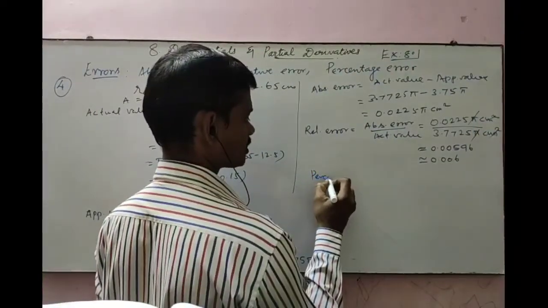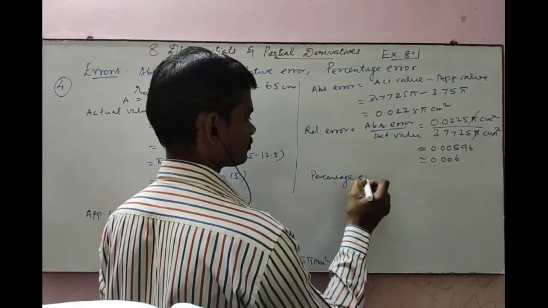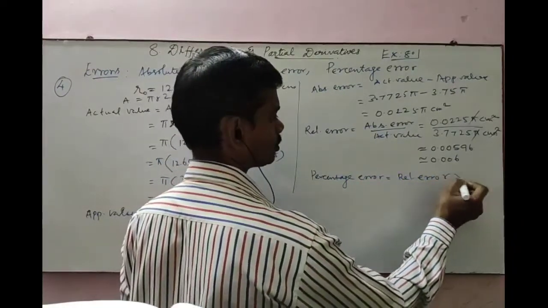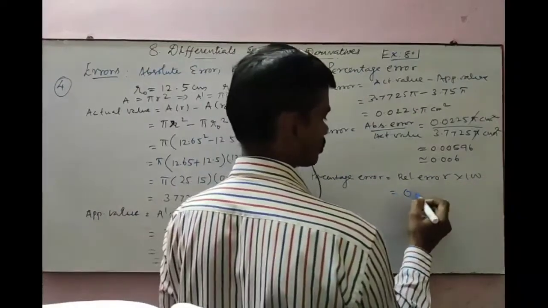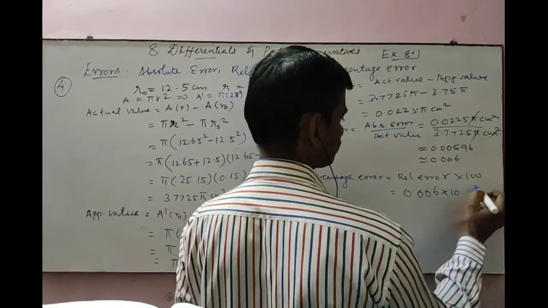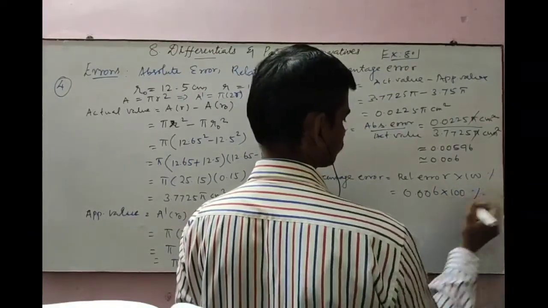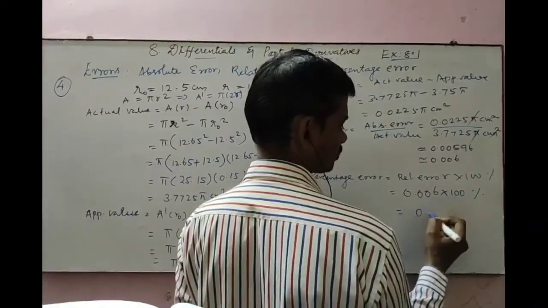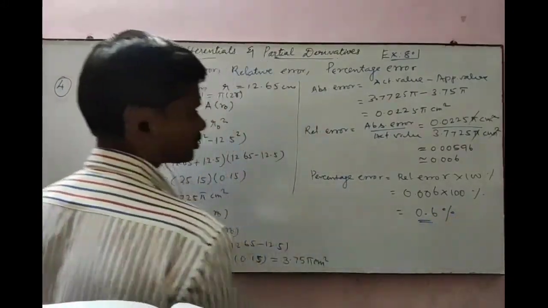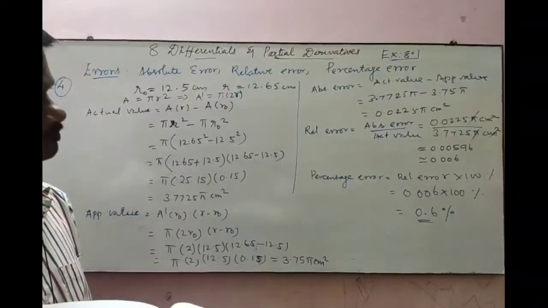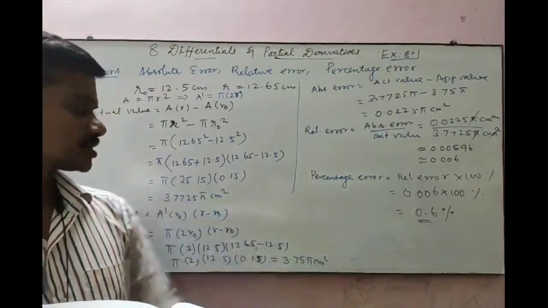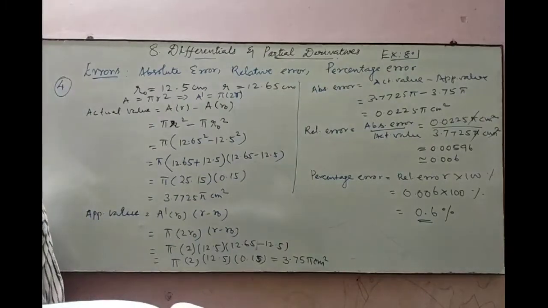Then comes the percentage error. The percentage error is the relative error into 100. That means 0.006 into 100 percentage. On multiplication by 100, you will get 0.6 percentage. So this is the percentage error. So these are the absolute error, relative error and percentage error for change in area.